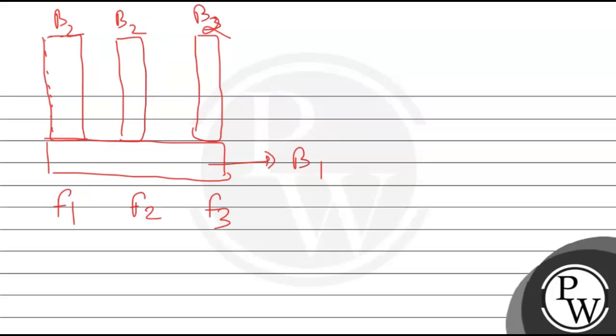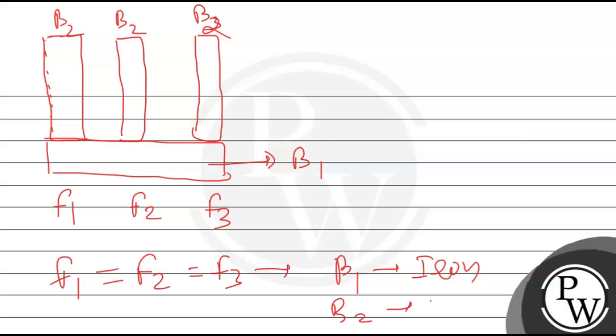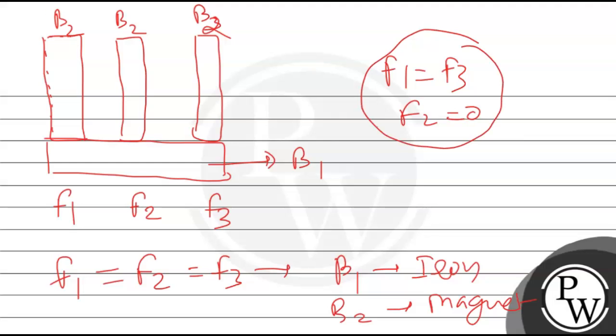Now let us see what we have observed in the experiment. If we observe that the forces F1 equal F2 equal F3, in this case the bar B1 will be the iron bar and B2 will be the magnet bar. If F1 equals F3 and F2 is equal to 0, in such a case B1 is the magnet bar whereas B2 is the iron bar.